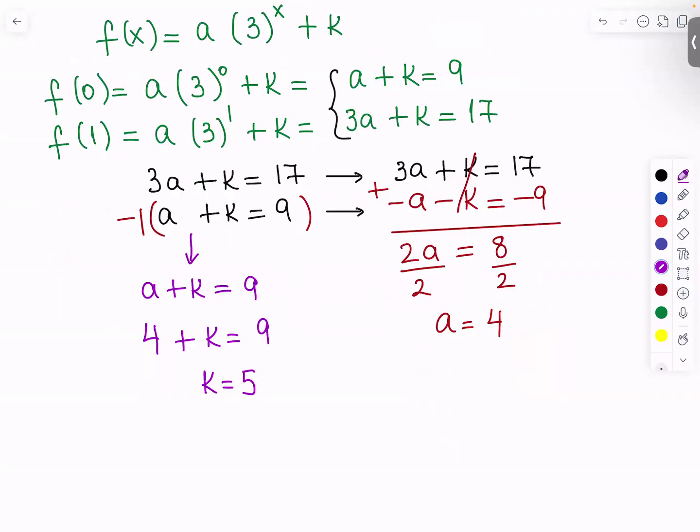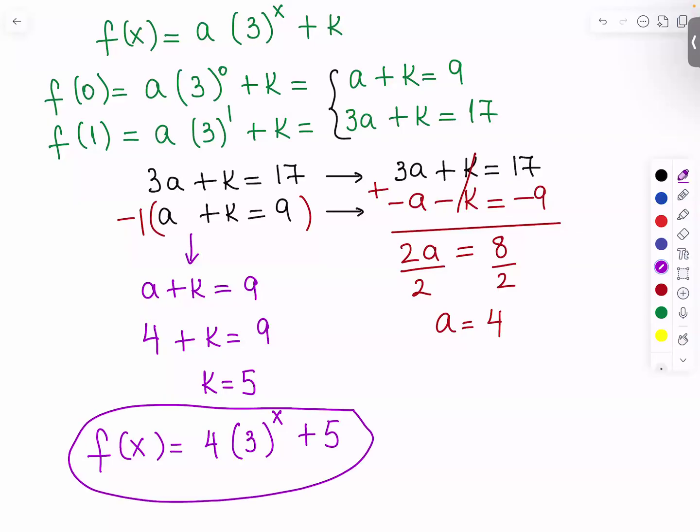Okay, here we go. Our function is ready. f of x equals 4 times 3 to the power of x plus 5. And this is our final answer.